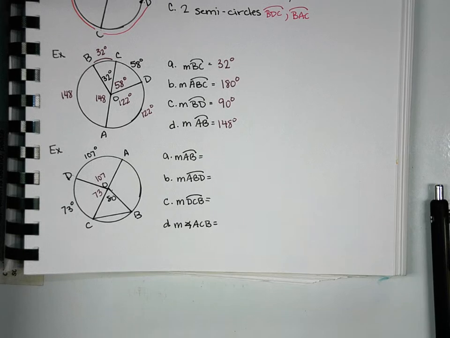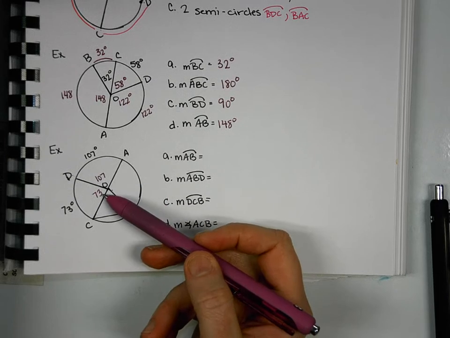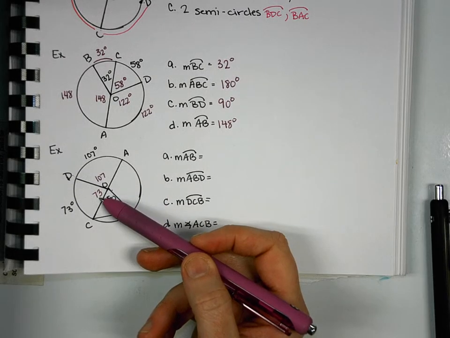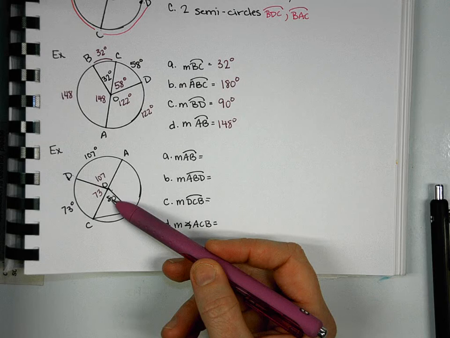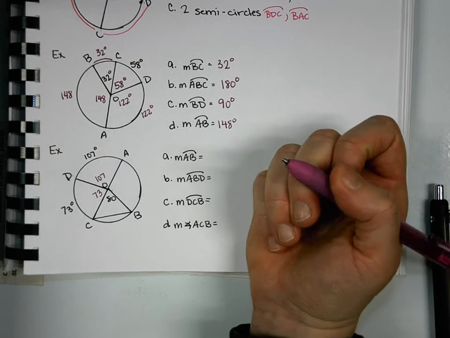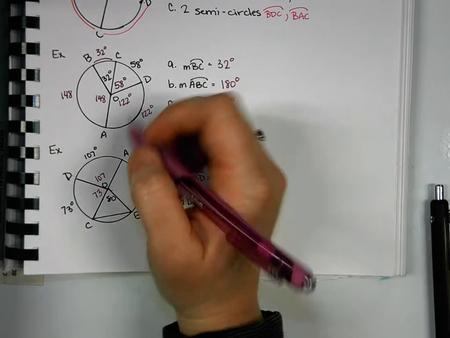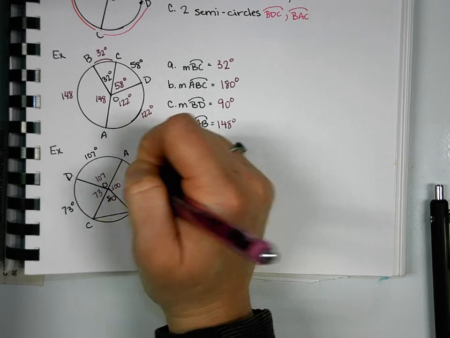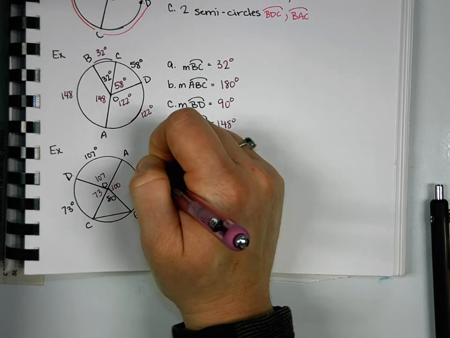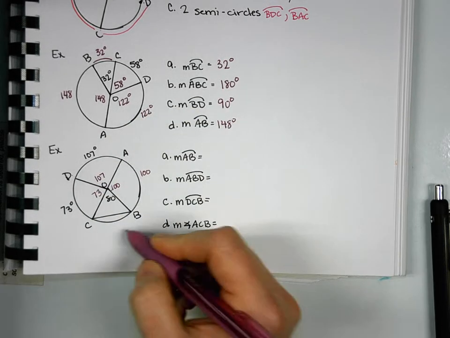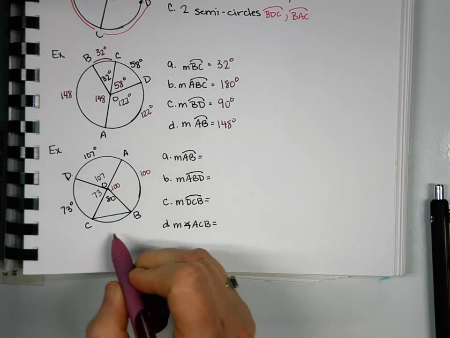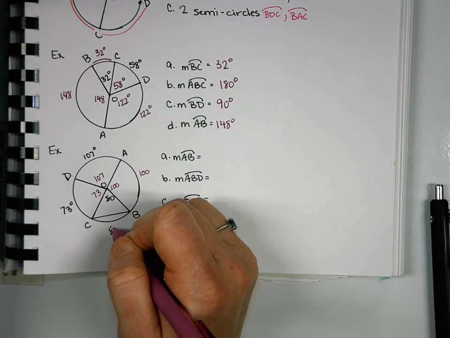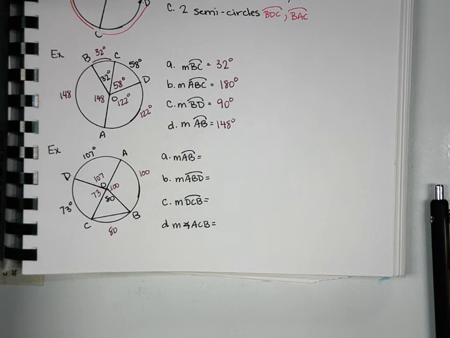Add the three together and subtract from 360. So when you add 107, 70, and 73, that'll give us 180 plus 80 is 260. So what's 360 minus 260? 100. So that also means that arc AB is 100, and arc CB is 80. So let's see if that helps us get through all of our questions.